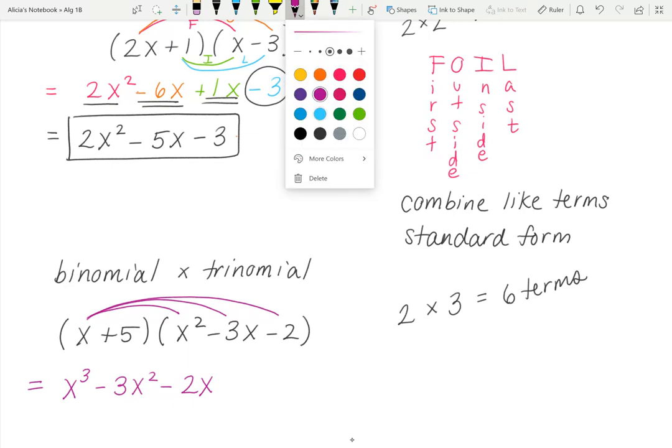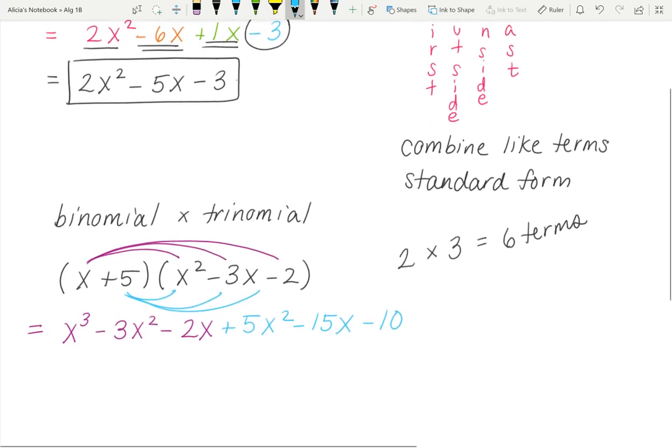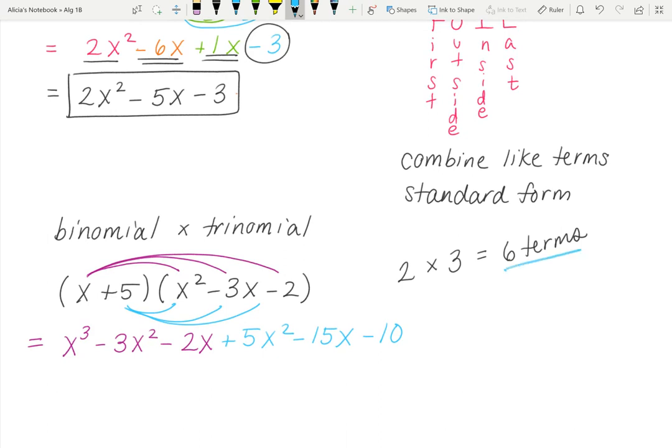So now let's switch to the second term in our first binomial, which is 5. And we're going to multiply that to every term in the second polynomial, just like we did with the x. So taking this one term at a time, 5 times x squared is going to be 5x squared. 5 times negative 3x is going to be negative 15x. 5 times negative 2 is going to be negative 10. Now here you go. There are your 6 terms that I talked about, right? So we got 6 terms total, but we're not done because we still need to combine like terms and make sure it's in standard form.